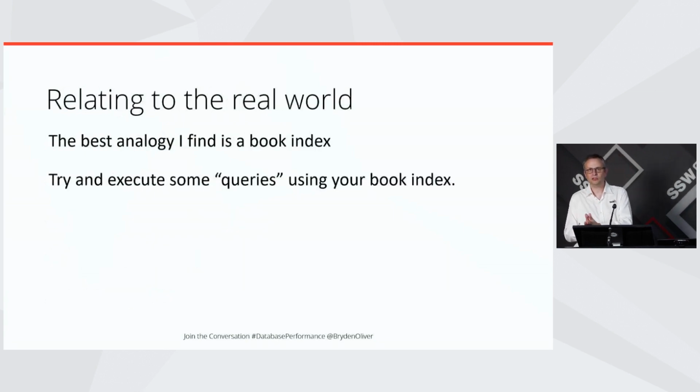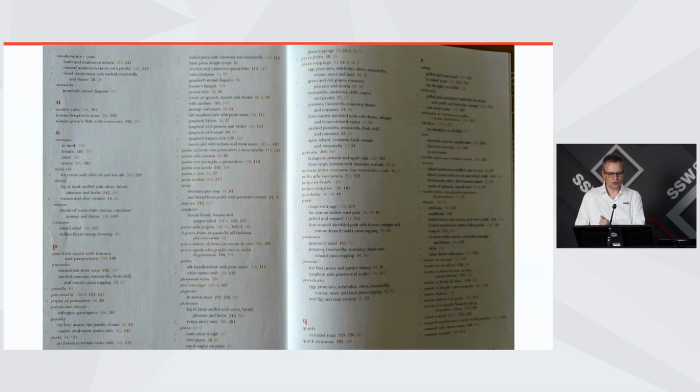So, when we're relating it to the real world, the obvious analogy is a book index, and that's in fact where the name index comes from, because they were trying to imitate a book index or a library index. And if you make a book index, try and execute some queries with it. Let's have an example here. So this is a page out of one of my relatively distant relatives, Sir Jamie Oliver. And this is the index to one of his cookbooks.